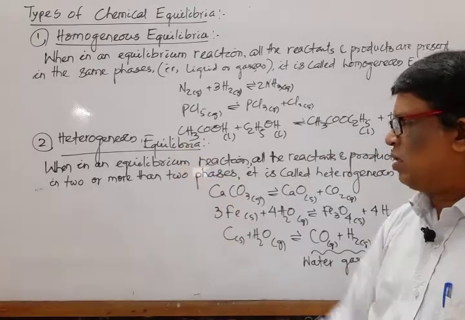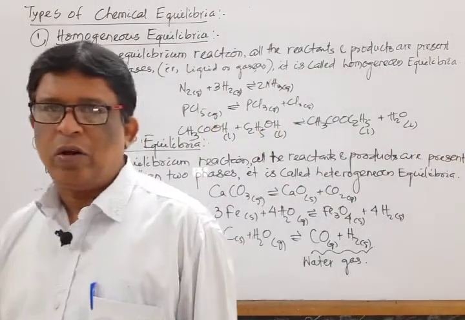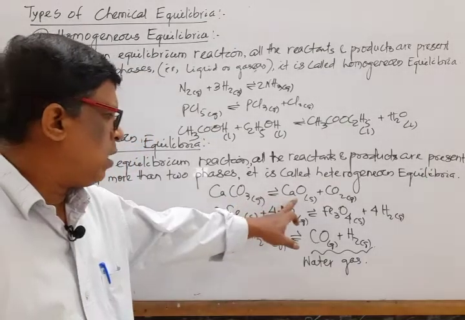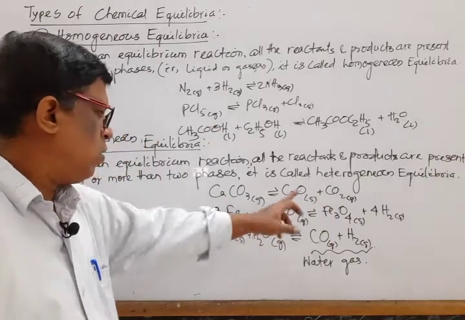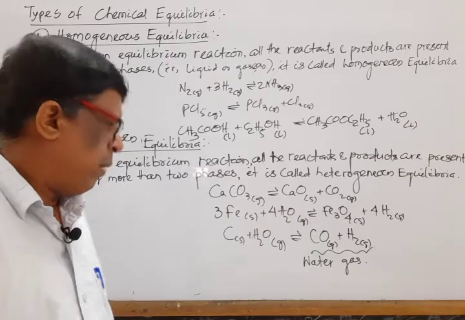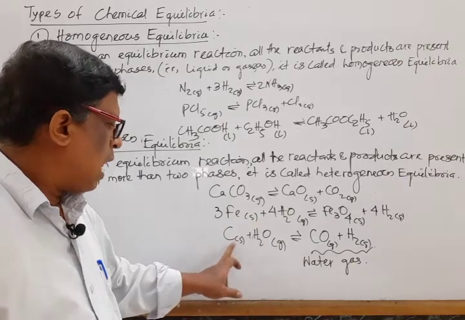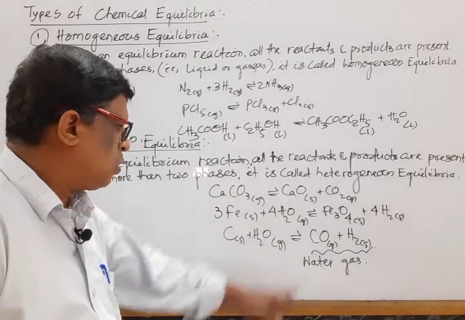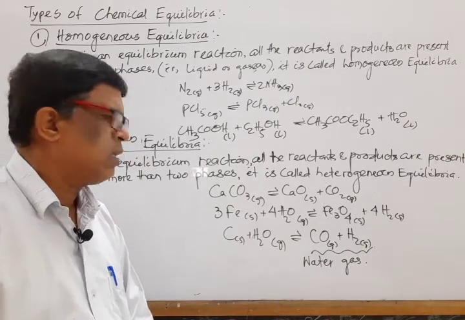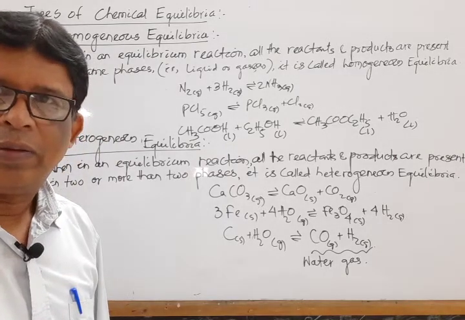Next is heterogeneous equilibria. When in an equilibrium reaction, the reactants and products present are in different phases, meaning two or more than two phases, then it is known as heterogeneous equilibrium. For example, calcium carbonate breaks down to calcium oxide plus carbon dioxide. It is considered two phase, one is solid and gas. Iron plus water vapor give rise to magnetic oxide plus hydrogen. It is also two phase, solid and gas. Carbon plus water give rise to carbon monoxide and hydrogen, that combined is known as water gas. It is also more than one phase. Some examples of heterogeneous equilibria.